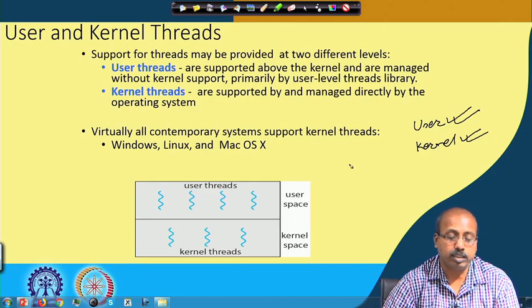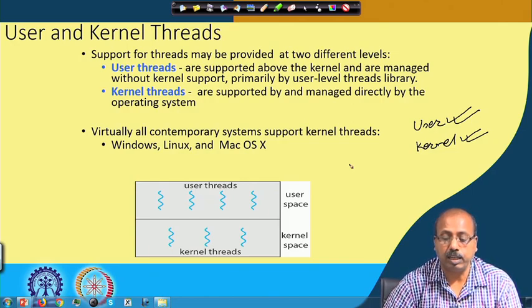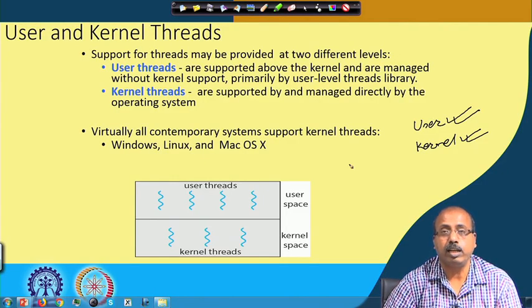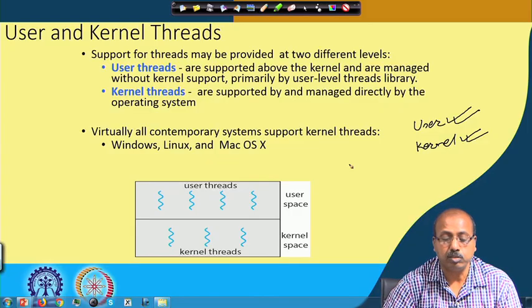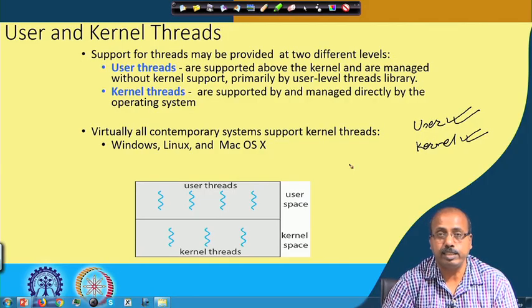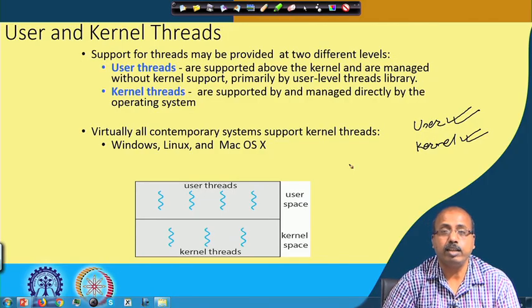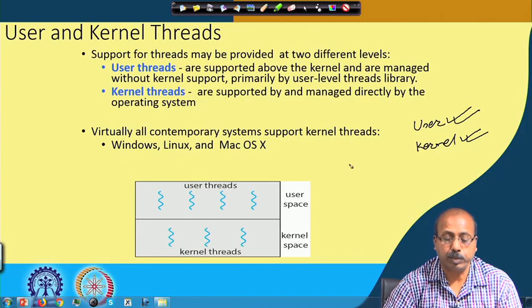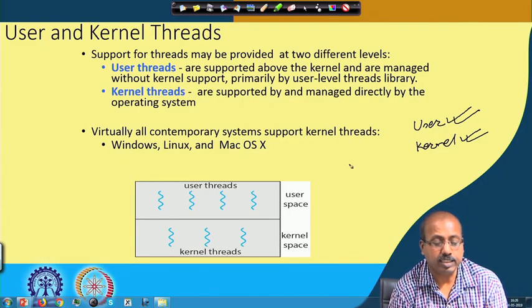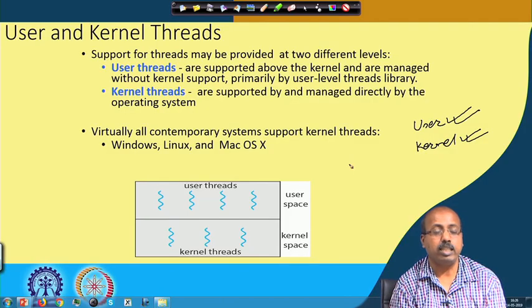So, we have got user threads that are supported above the kernel and are managed without kernel support, primarily by user level thread libraries. Using those library calls, we create different threads and they execute in parallel, but they are not making any system call. None of them are going to kernel mode of execution. On the other hand, kernel threads are supported by and managed directly by the operating system.